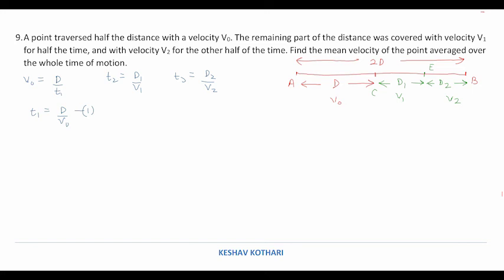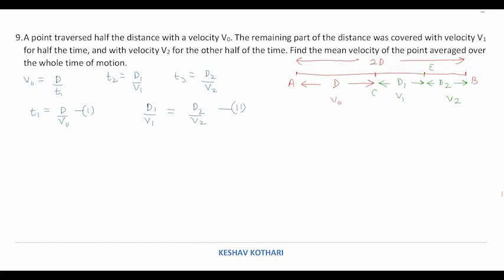Since the question is saying the remaining part of the distance was covered with velocity v1 for half the time and with velocity v2 for the other half of the time, I can say that the times t2 and t3 are the same. So I can write the equation d1 by v1 is equal to d2 by v2. So this is becoming my second equation.